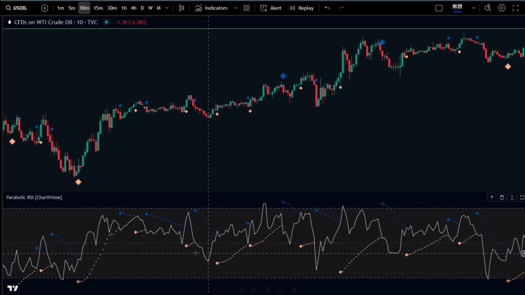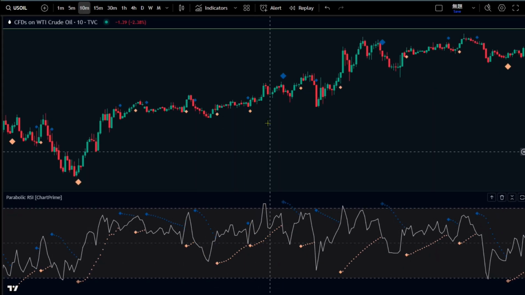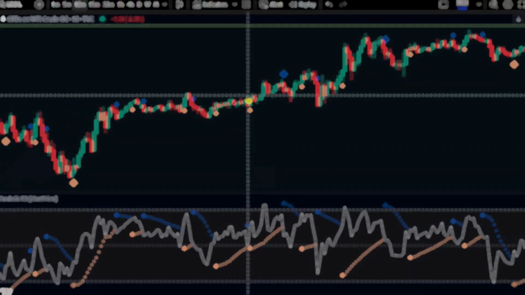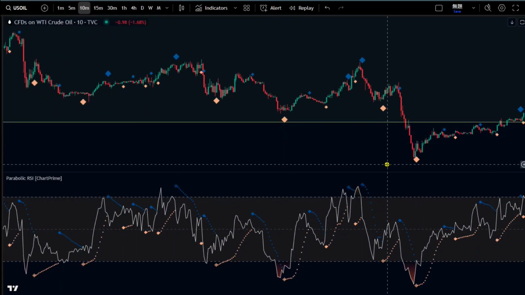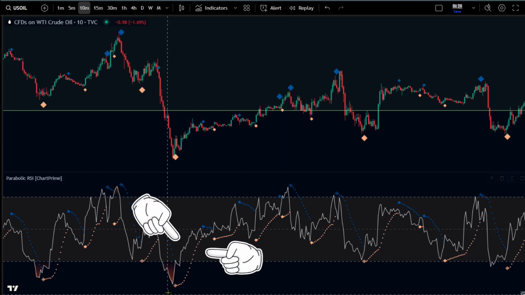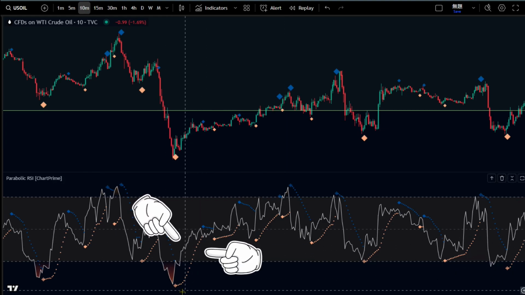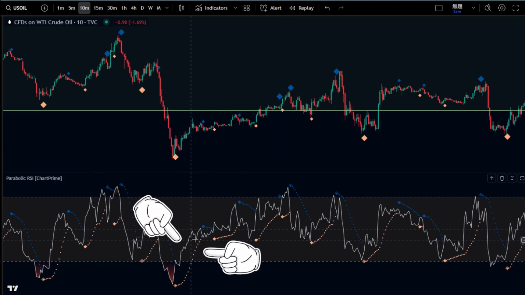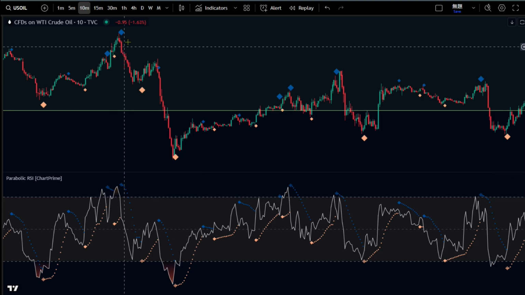You should now see the RSI at the bottom, with dots or diamond markers appearing above it. If so, you're good to go. This is a free, open-source indicator, so feel free to try it out with confidence. The indicator overlays the Parabolic SAR onto the RSI, making it easy to visually catch trend reversals.